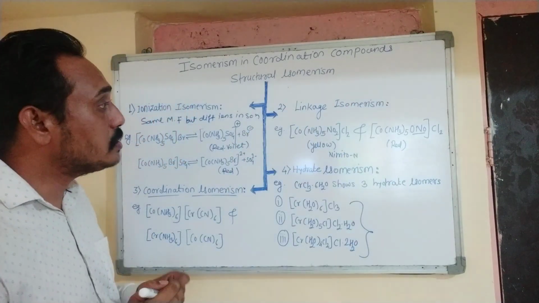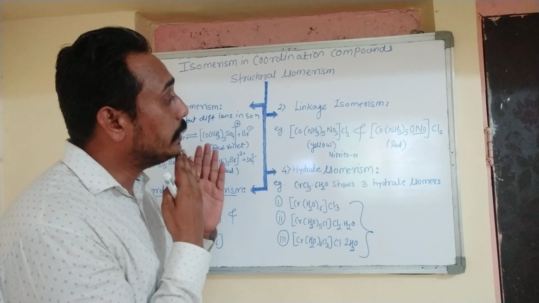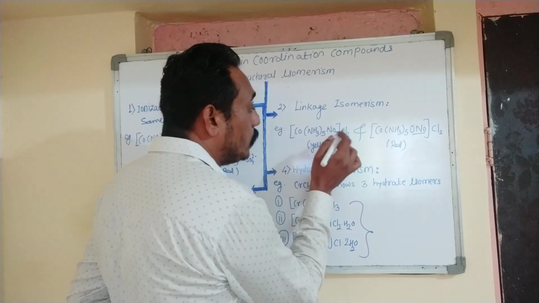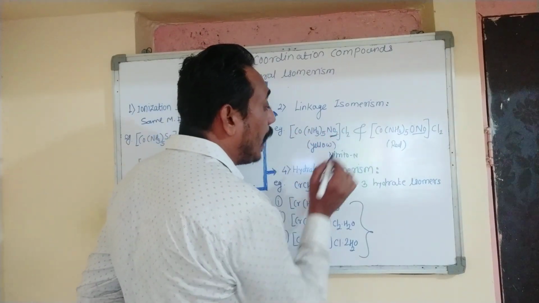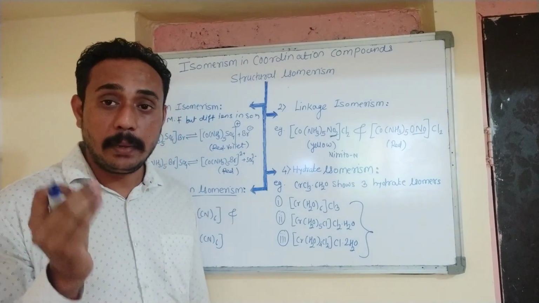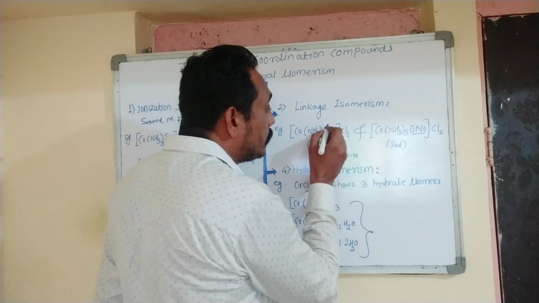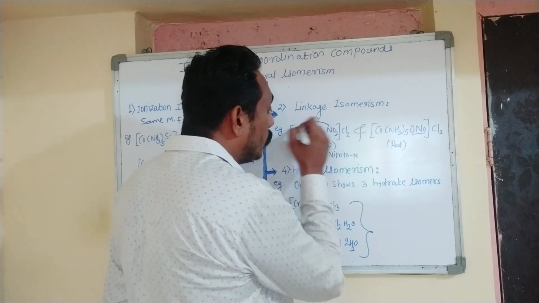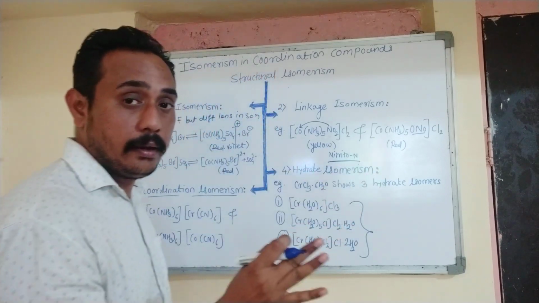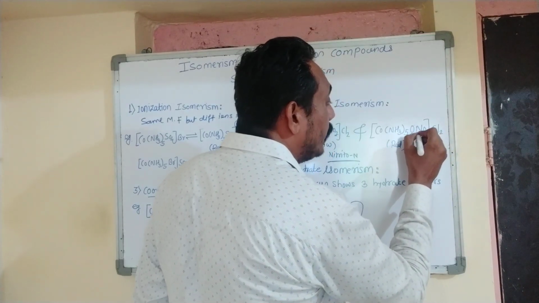Now the second one is linkage isomerism. Linkage isomerism means the molecular formula is again the same, but the attachment of the ligand to the central metal is through a different atom. So here in this example, [Co(NH3)5NO2]Cl2, we know that NO2 is an ambidentate ligand. What is meant by an ambidentate ligand? A ligand which has two or more donor atoms, but attaches to the central metal through only one donor atom.